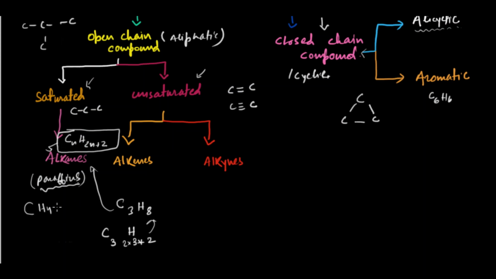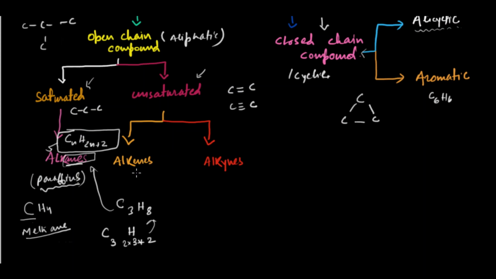Now you can see the word: I was saying meth for one carbon and ane for alkanes. This suffix you are seeing over here, we will use for alkanes. So for one carbon this is meth, and for this we will write ane: methane. I hope you understood this IUPAC name.